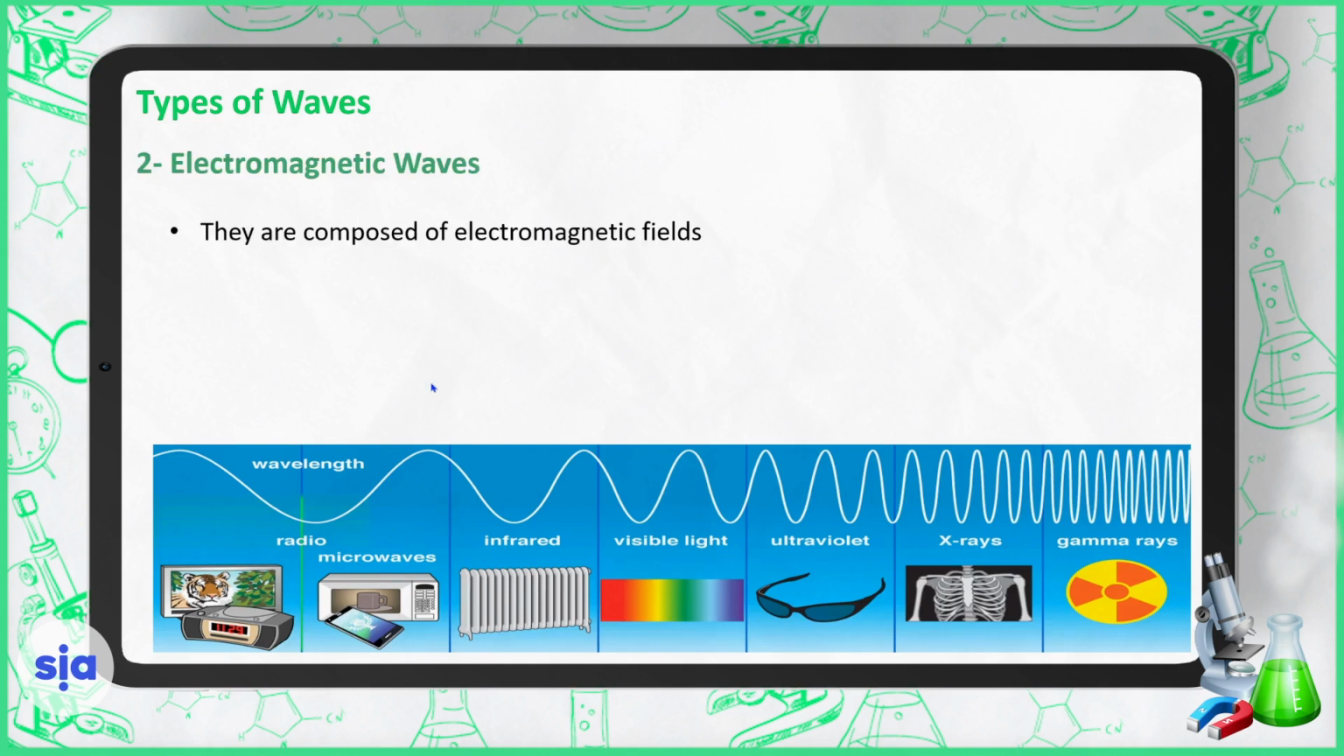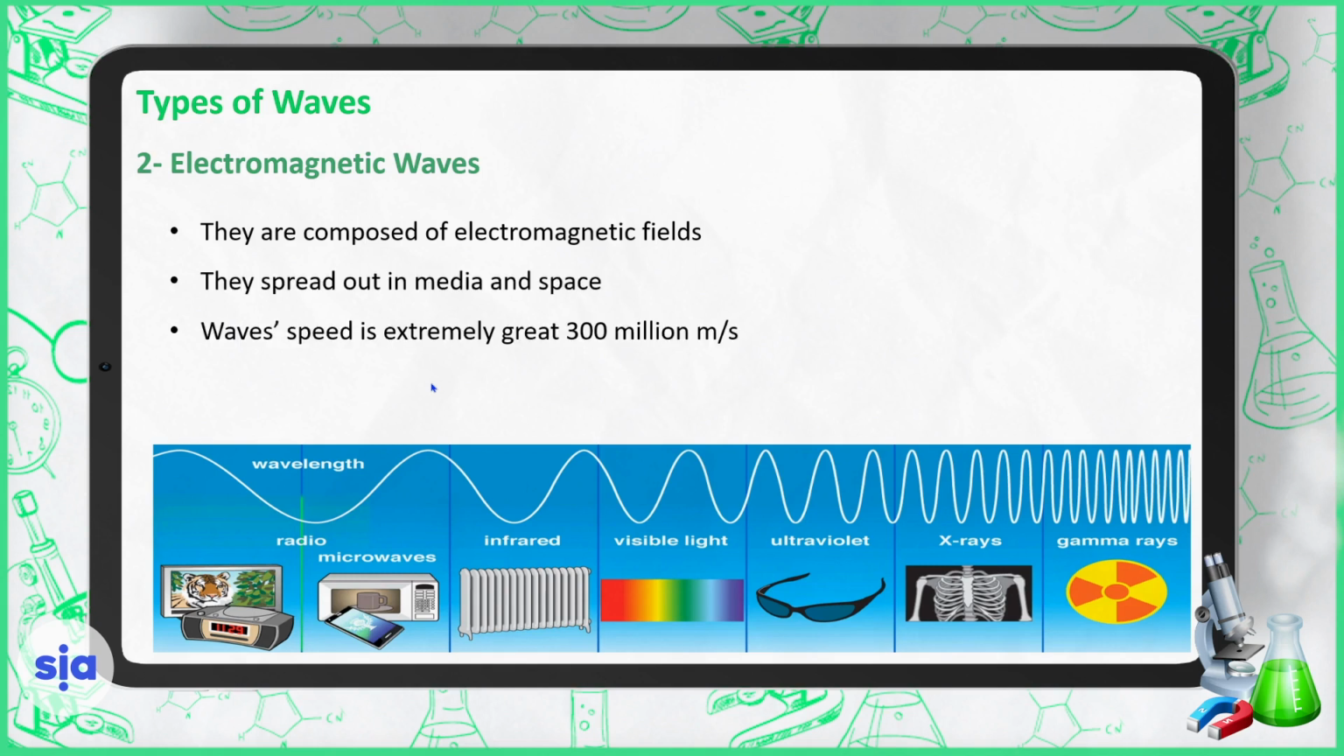Electromagnetic waves. They are composed of electromagnetic field. They spread out in media and space. Wave speed is extremely great, 300 million meters per second. Like light waves, microwaves, radio waves, ultraviolet waves, and infrared waves.